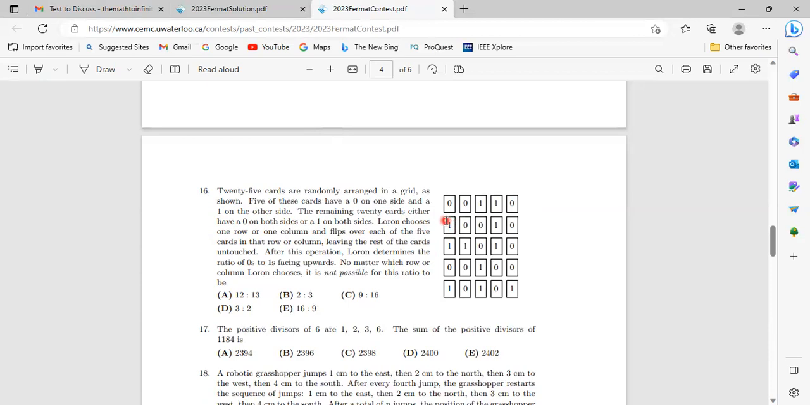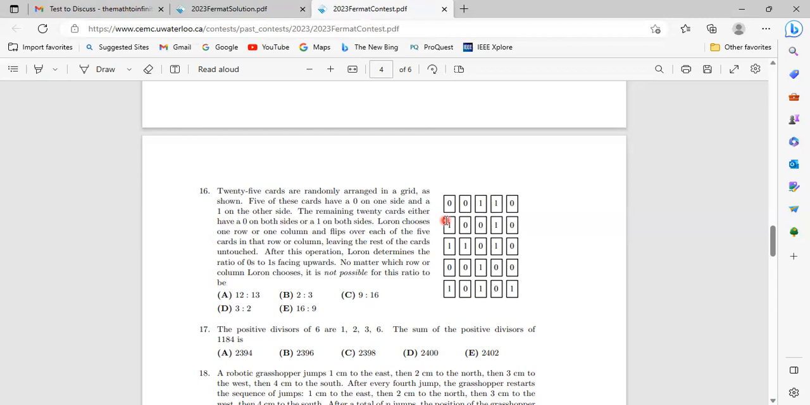They're segregating this bunch of cards into two groups, 5 cards and 20 cards. So 5 cards have 0 on one side and 1 on the other side. The remaining 20 cards have 0 on both sides or 1 on both sides. Is it clear? Yeah. All right. So we just have to find which ones work and which ones don't.